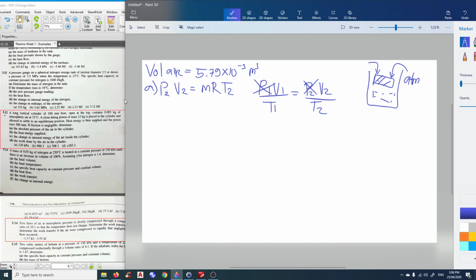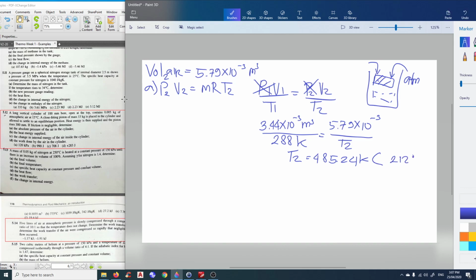We calculated V1 before, remember? If you go back a few minutes ago, V1 we calculated as 3.44 × 10 to the power negative 3 cubic meter. T1 is 15 degrees Celsius. We have to convert that to Kelvin, so it was 288 Kelvin. V2 here, I just put the V2, 5.79 × 10 to the power negative 3 divided by T2. So solve for T2. We have 485.24 Kelvin or 202 degrees C.